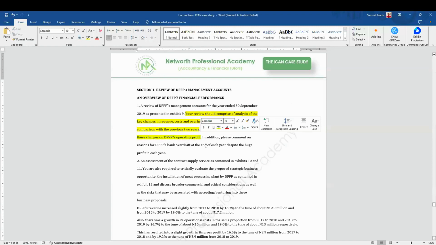Okay, so if we are asked to evaluate the impact of these changes on operating profit, that means we will likely be looking at some form of ratios. What are those ratios that we should look at? We could be looking at the gross profit margin ratio, operating profit margin ratio, net profit margin ratio, maybe return on capital employed. Those are the common profitability ratios that we could use to look at the profitability of the business. That's one of the things we are told to look at.